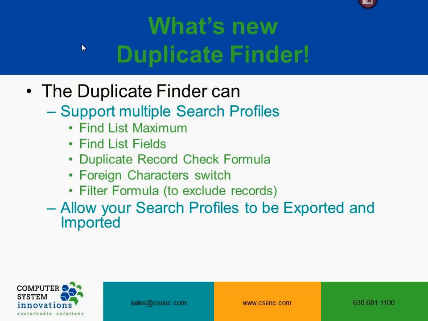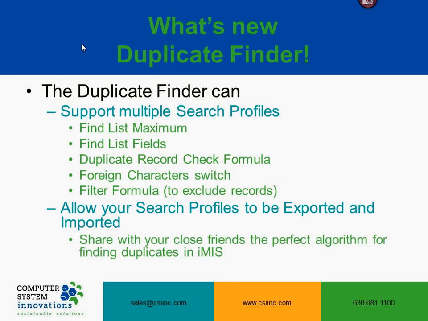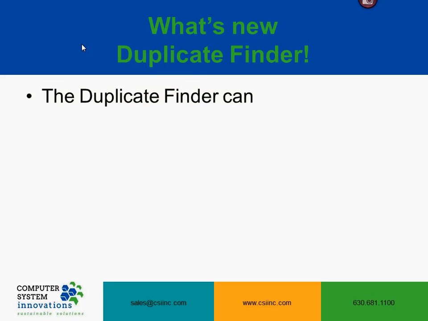Well, let's say you come up with the most ultimate search profile. You can go ahead and export that and share it with your friends at NIAG or whatever. Or if you have a friend at NIAG and they have the best search profile ever, and they're like, I found the perfect search profile. I can find dupes no matter what. I'll share it with you. They can go ahead and export the profile and give it to you.